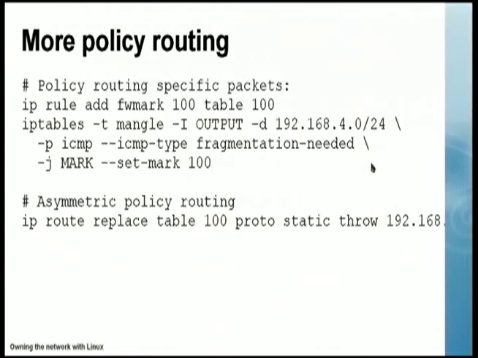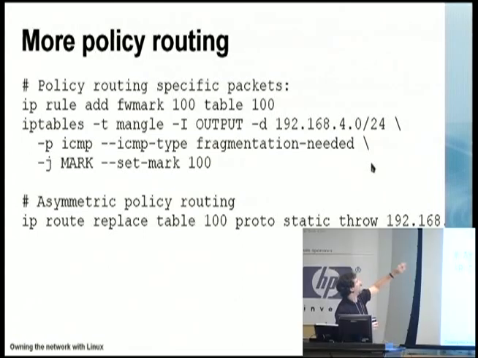A bit more policy routing. So that was the basic part. Other interesting things is that we can add a rule that gets a firewall mark and routes it to a particular table. And then we can actually add iptables rules in the mangle table that, for some type of packets, set this mark. So in this case, for example, ICMP fragmentation needed packets get set to mark 100, and this gets sent to our table 100, which handily gets delivered to our virtual machines.